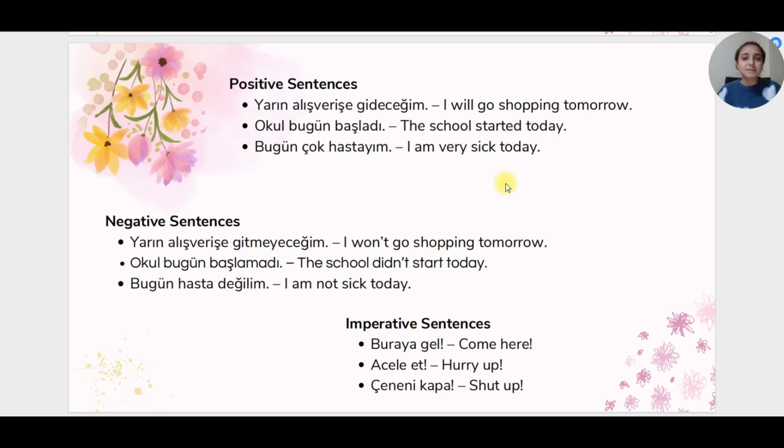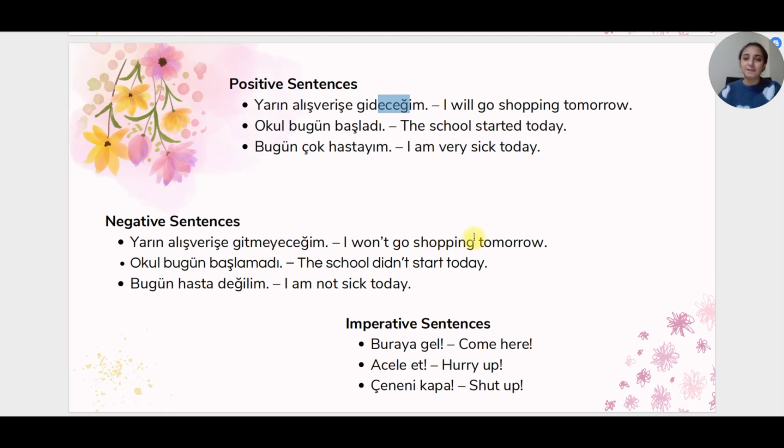Okay, let's start with positive sentences. Yarın alışverişe gideceğim. I'll go shopping tomorrow. Now in English, I is okay, and it is ben, the subject. It is mainly ben yarın alışverişe gideceğim. And will go, this part: gitmek is the verb for Turkish, the git part. And when you say will go, this ecek part will be the future tense suffix.